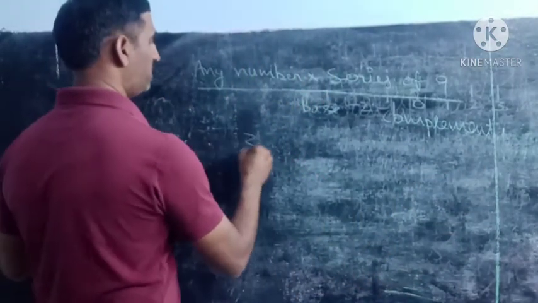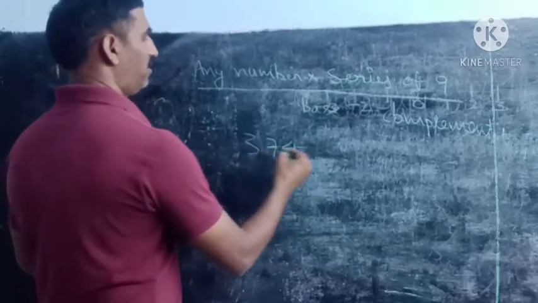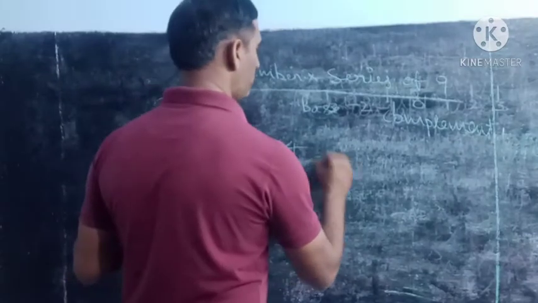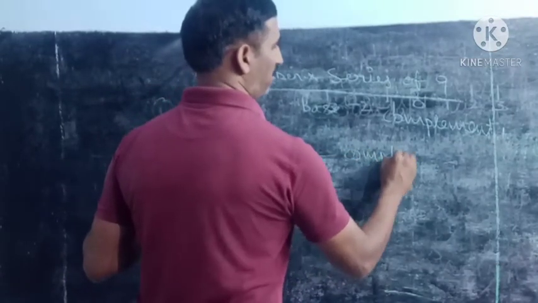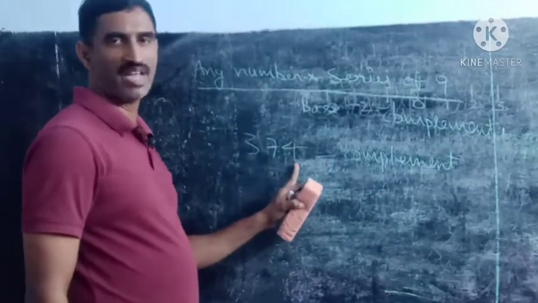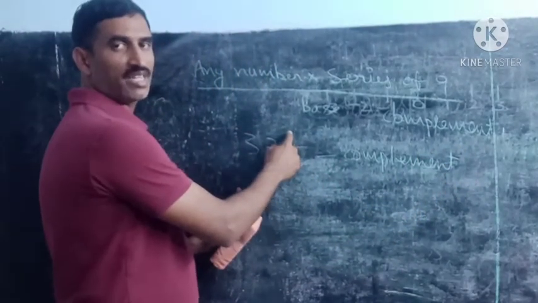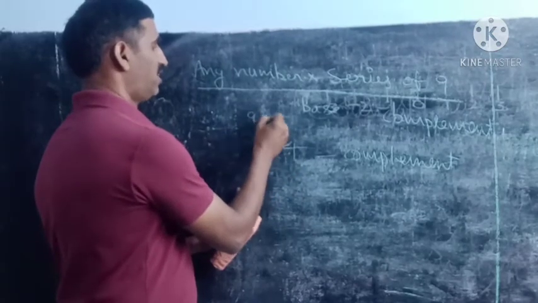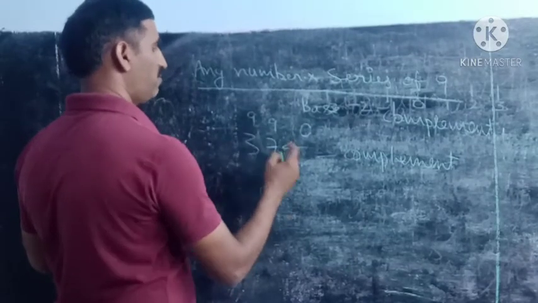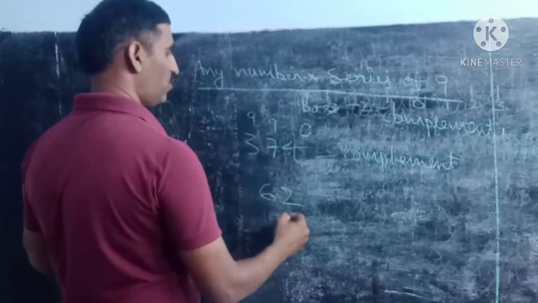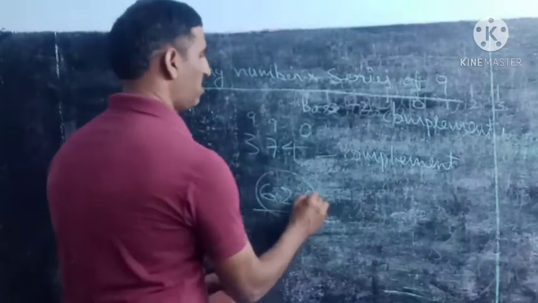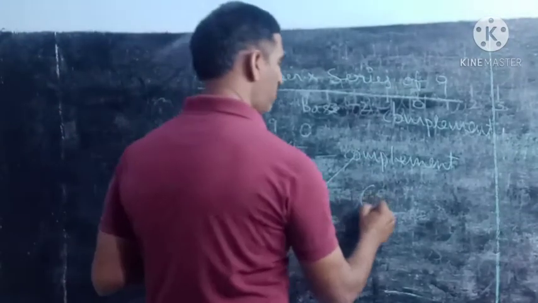I have a number 374. How do you find the complement? Very simple. Subtract the first two digits from 9, and the last digit from 10. This is 9, 9, 10. 9 minus 3 is 6. 9 minus 7 is 2. 10 minus 4 is 6. 626 is the complement.